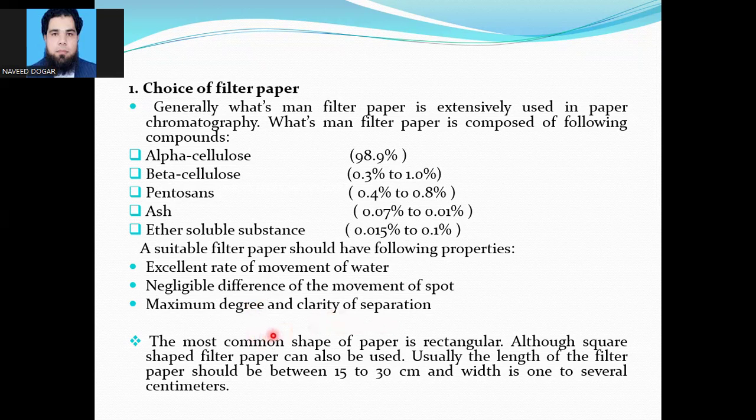The most common size of paper we use is rectangular, although square paper can also be used. The length of the paper we use is about 15 to 30 centimeter, and the width is almost a few centimeters. So that is the ideal filter paper, which is called Whatman filter paper number one.